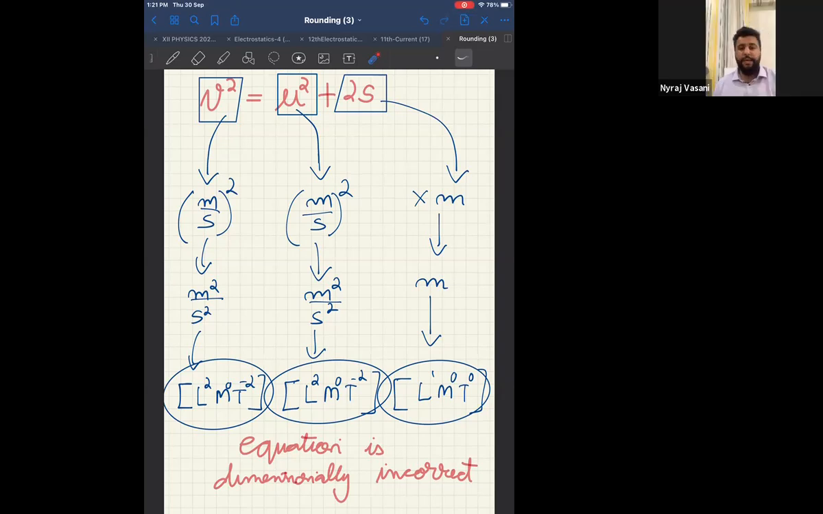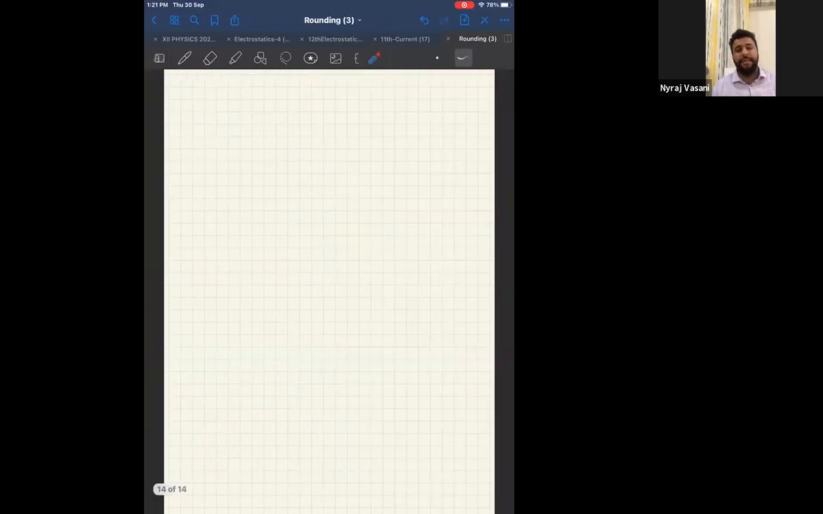Now I will give you one equation. Now you have to solve and tell me whether this equation is dimensionally correct or not correct. Then I will also do it on the screen, but first you tell me whether this equation is correct or not correct. V square is equal to U square plus 2AS. This is the equation. Now do dimensional analysis, get the dimensions and tell me whether this answer is dimensionally correct or dimensionally not correct.